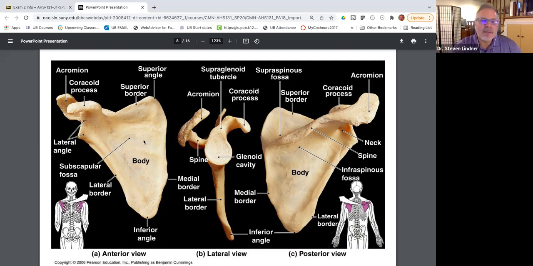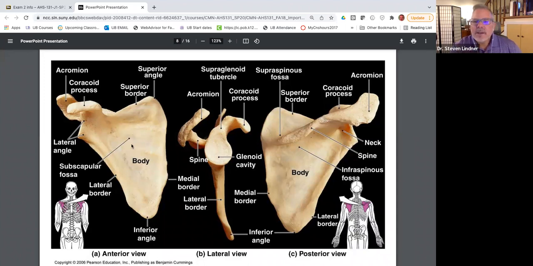And then on the anterior scapula, where we have the subscapular fossa, there's a rotator cuff muscle called the subscapularis. The subscapularis muscle originates here.